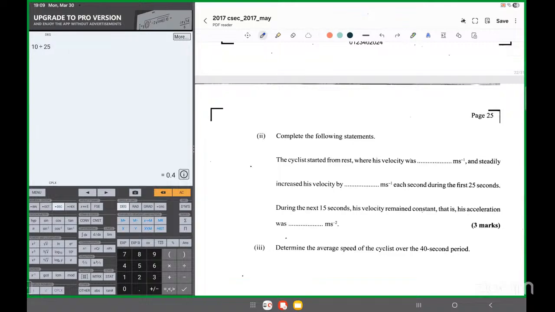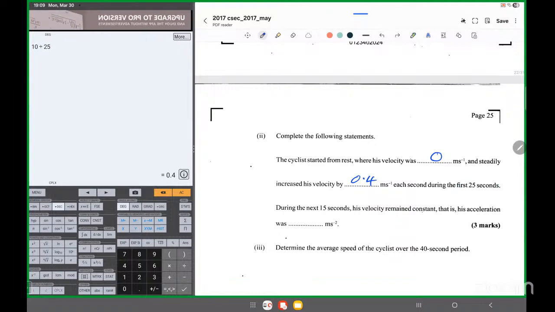Alright? Next part now says, complete the following statement. The cyclist started from rest where the velocity was, what's the velocity at rest? 0 meters per second. And steadily increases velocity by how many meters per second? 0.4 meters per second each second. Good, that's acceleration. In the first 25 seconds, that's what happened.